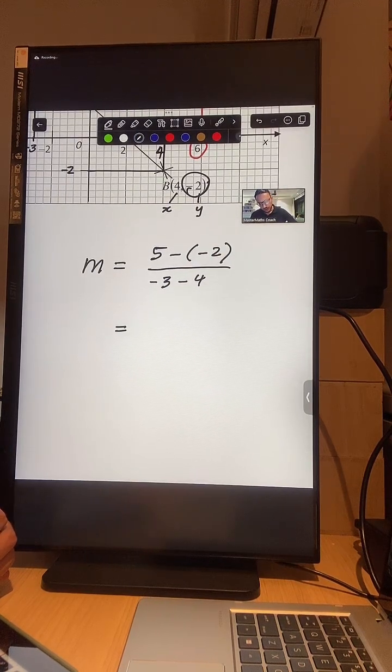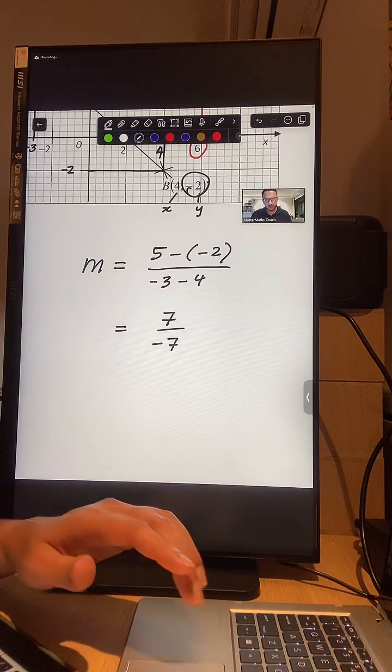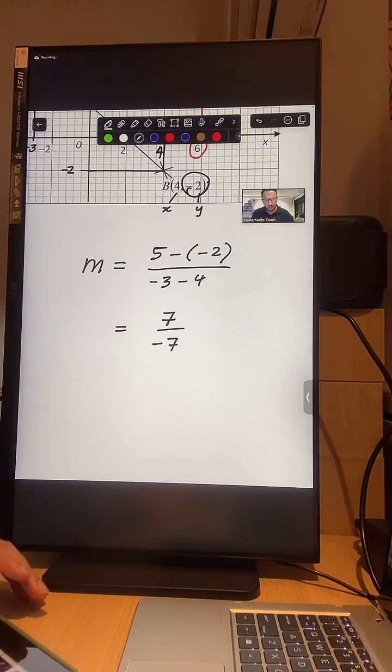So I will have 5 plus 2 in the numerator and minus 3 minus 4, which is negative 7, in the denominator. Now you know that 7 over negative 7 will give me negative 1. So the answer is negative 1.